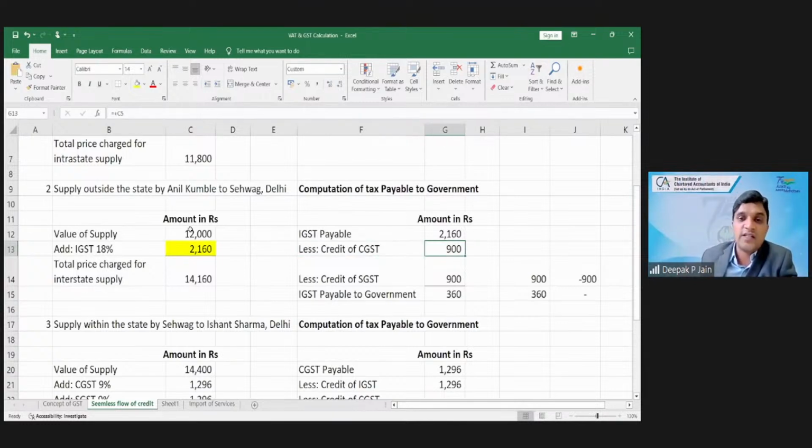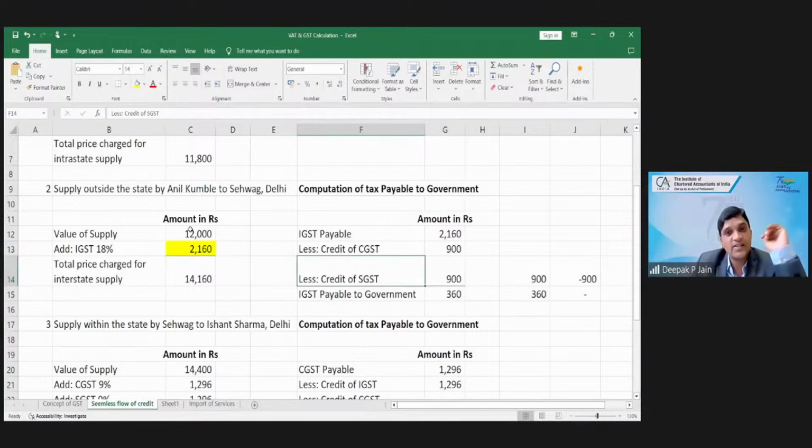So credit of CGST is utilized here. And then credit of SGST is also utilized, because credit of SGST can be utilized with any liability of SGST, and anything remaining can be utilized for IGST. In this case also, SGST liability is 0. I have not made any intrastate supply. So credit of SGST is 900 rupees. This much of credit is being utilized.